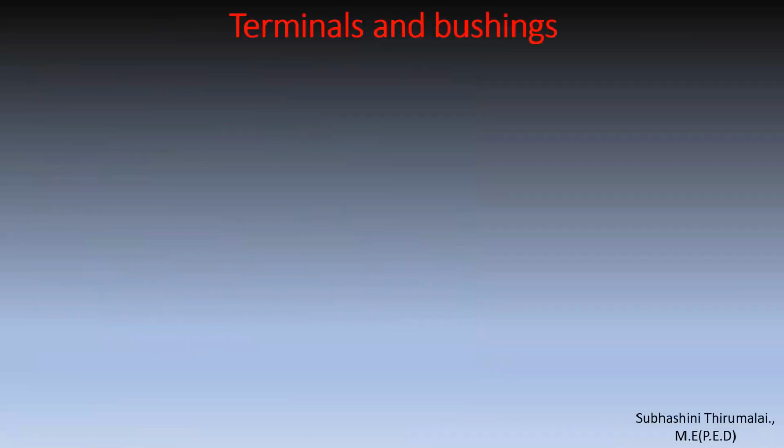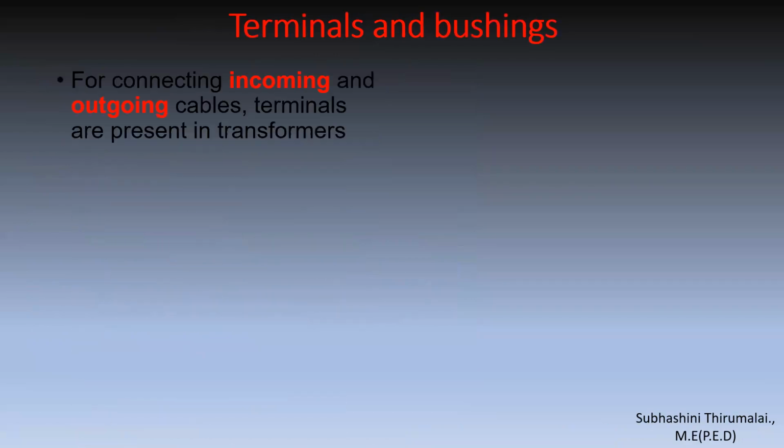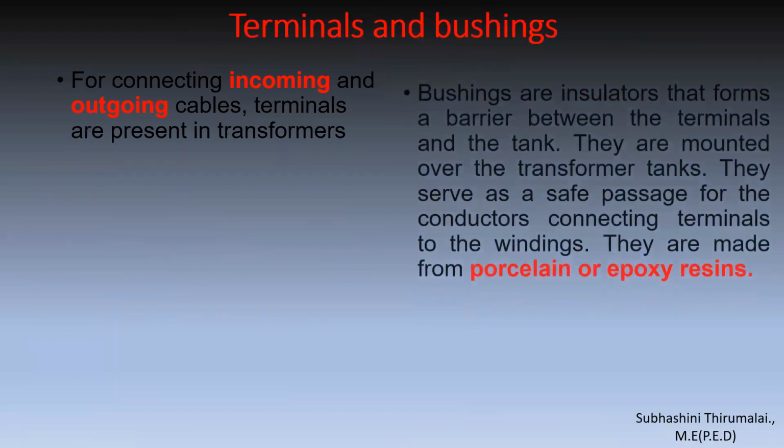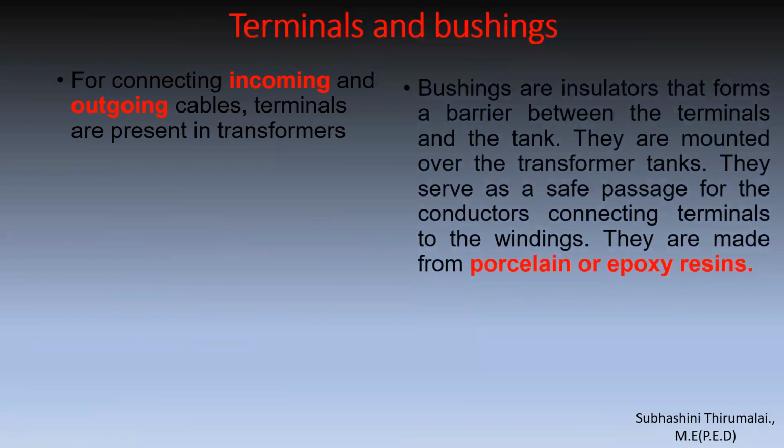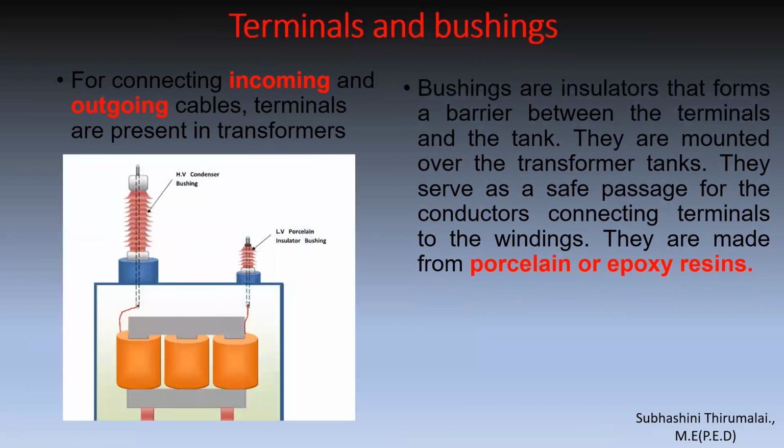Next is about terminals and bushing. Terminal connection is to connect any input or output voltage. It is used for connecting incoming and outgoing cables. So this is present in the transformer. All equipments will have terminals where we give the input and take the output. So that is terminals. And what is bushings? Bushings are a sort of insulator that forms a barrier between, we'll show the diagram. This is bushing. This is an insulator that is between your terminal and the tank.